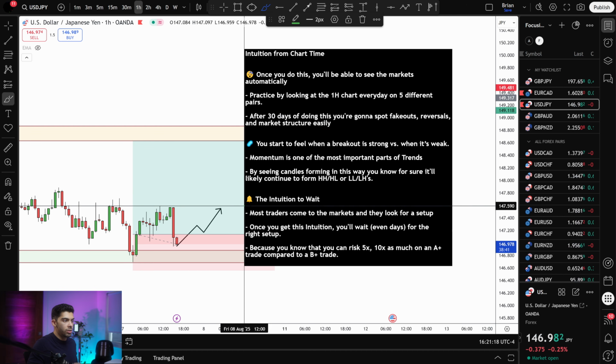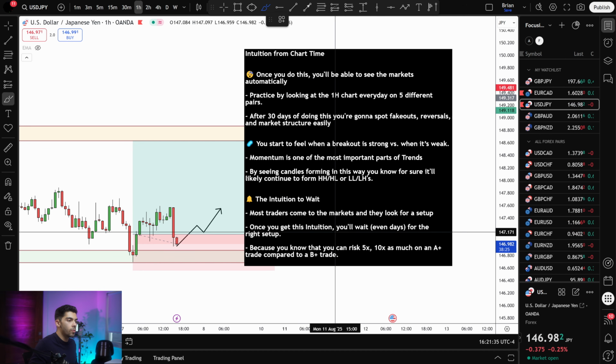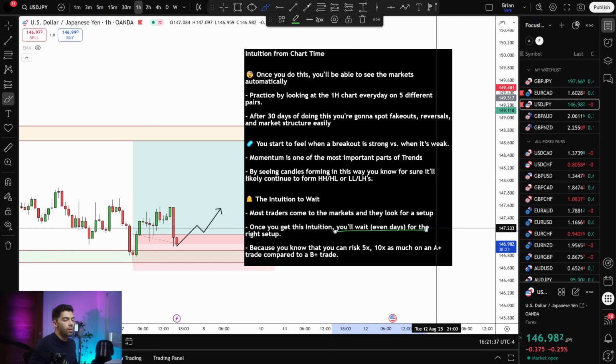Having the intuition to wait for the right trade. Because honestly, most traders come to the markets and they are looking for a trade. They're looking for a setup and they end up forcing a trade because they want to find a position. Once you get the right type of intuition, you'll wait, even if it's days, for the right setup. This is what I do every single week.